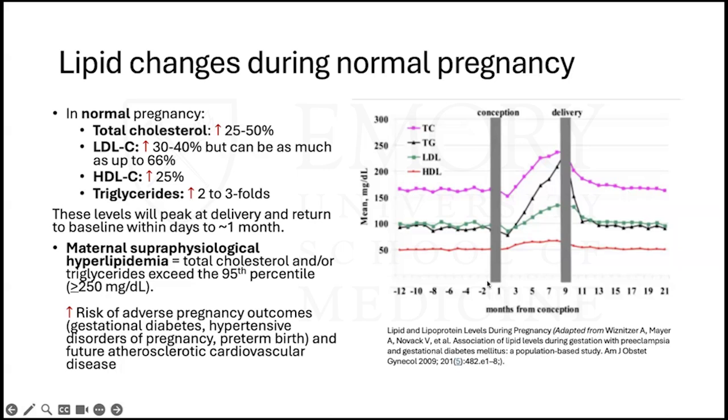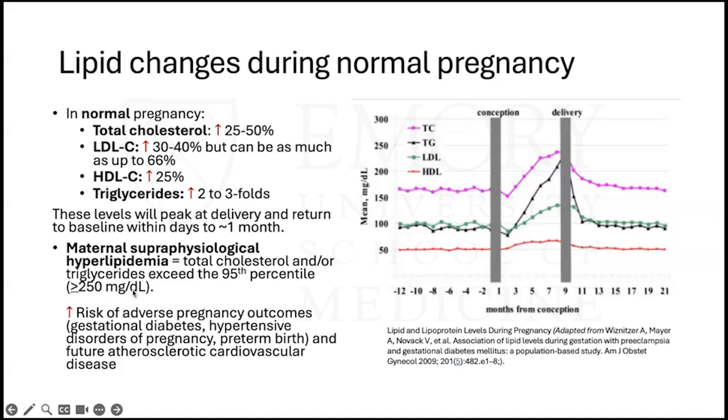And so if you look at this figure over here, these levels will peak at delivery, and then it's expected to return to baseline within days to about a month post-delivery. And so while it's normal to expect these lipid changes during pregnancy, the total cholesterol and triglycerides should still never exceed 250 milligrams per deciliter. And so when it does exceed that number, that's what we term as maternal supraphysiological hyperlipidemia. So again, that's defined as a total cholesterol and/or triglyceride that exceeds the 95th percentile, which is greater than or equal to 250 milligrams per deciliter.